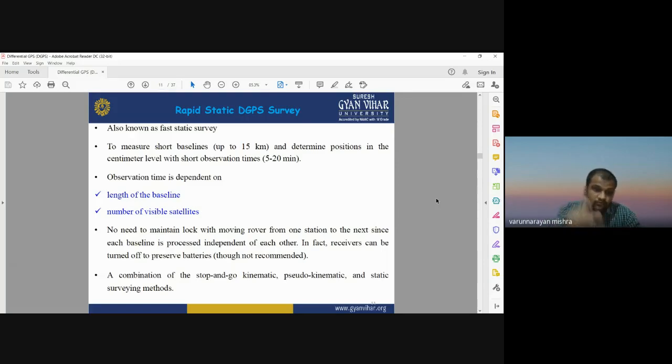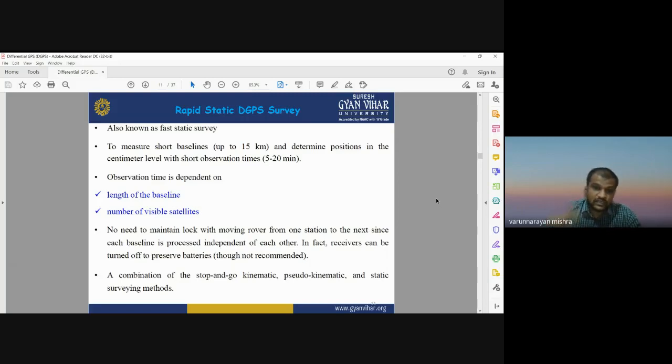If you quickly observe 10 satellites, then you can have 5 to 20 minutes. But if you are not getting signals from the maximum number of satellites, it is required to have more observational time. It will be more than 20, 30, or 40 minutes, depending on the number of visible satellites by the GPS receiver.